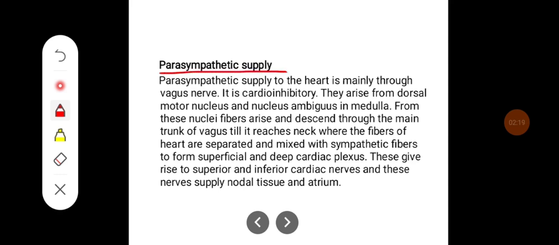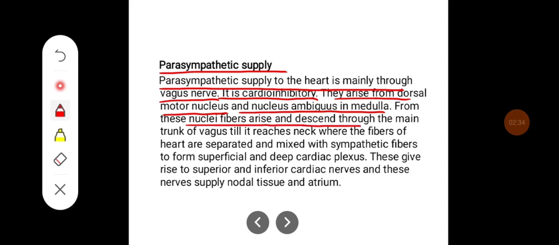Parasympathetic stimuli. The parasympathetic stimuli to the heart is mainly through the vagus nerve. It is cardio-inhibitory. They arise from dorsal motor nucleus and nucleus ambiguus in medulla. From these nuclei, fibers arise and descend through the main trunk of vagus till it reaches the neck, where the fibers of heart are separated and mixed with sympathetic fibers to form superficial and deep cardiac plexuses.